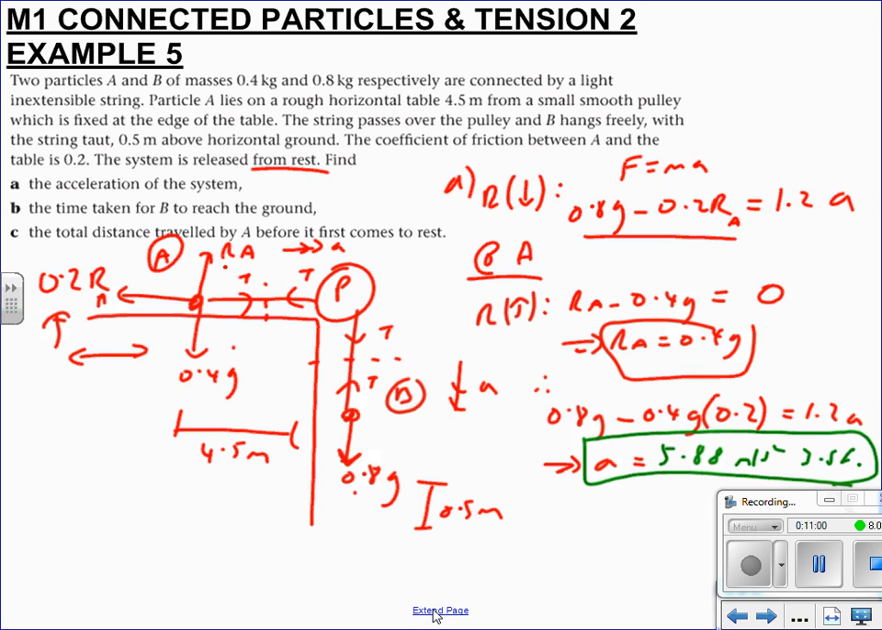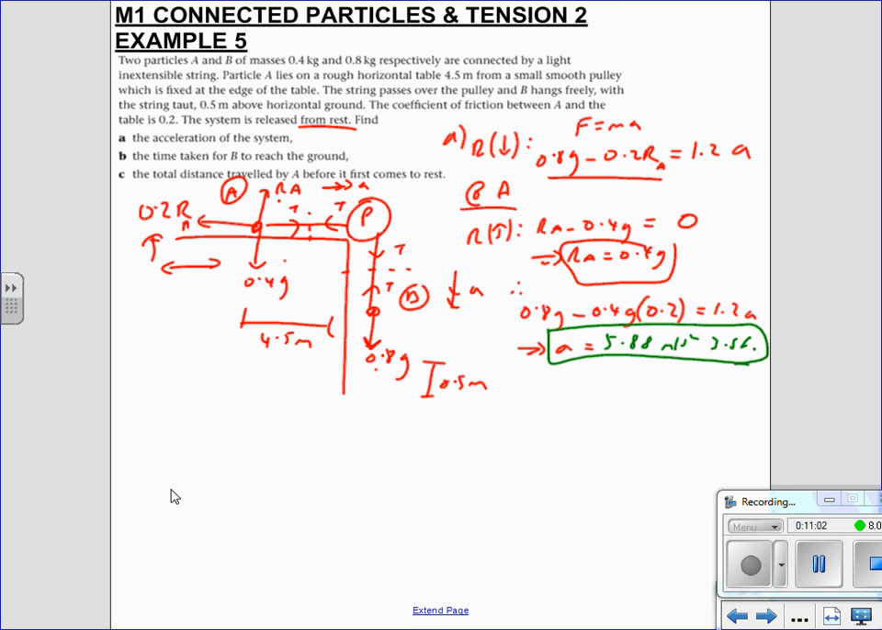Let's do part B. It's saying find the time taken for B to reach the ground. So when this thing reaches the ground, it's got to travel 0.5 meters, doesn't it, for B to hit the ground. So we're going to have to use suvat, aren't we? So 0.5 distance, it starts from rest, we don't know what v is. We know what a is, we just worked that out, so that's 5.88. And the time, that's what we're trying to find, and everything's moving down. So time taken for B, we don't care what v is.